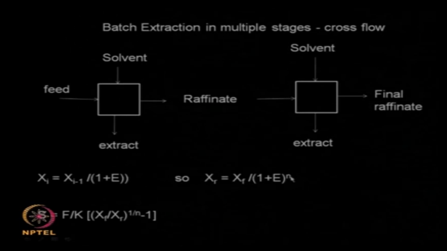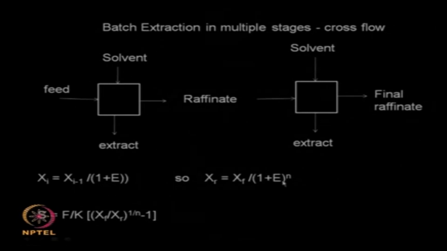So if I give you n stages, and the value of K, the amount of solvent you are taking, and the amount of feed, you can calculate what will be the final concentration of the solute in the raffinate after n stages, or conversely we can do it the other way. If I want to have an extraction efficiency of say 90%, how many stages do I require? So I can do that sort of calculation. We can do both types of calculation, understand.